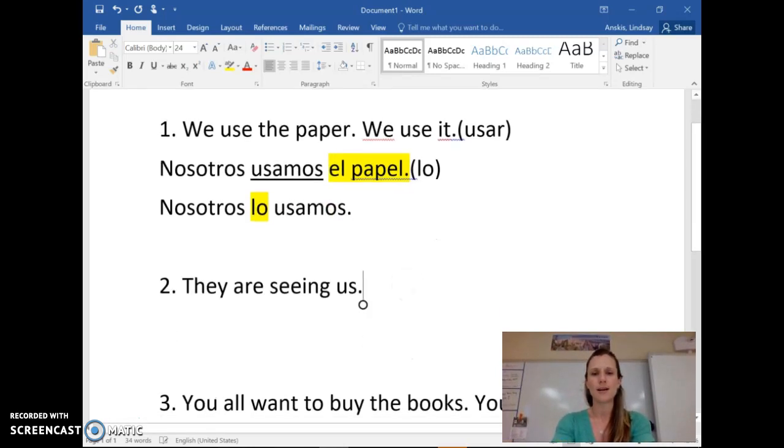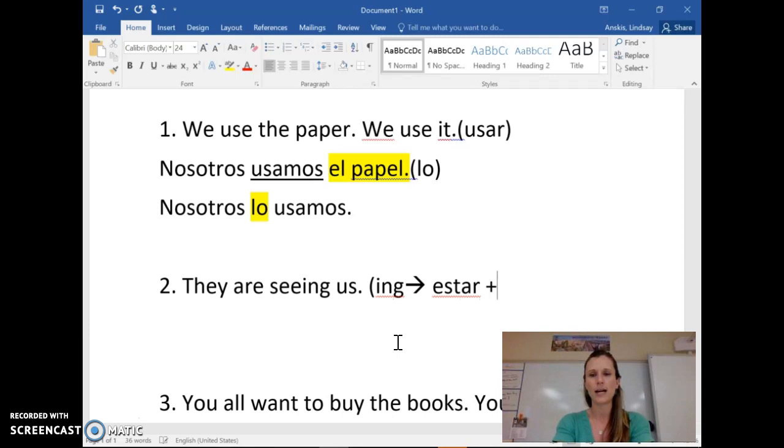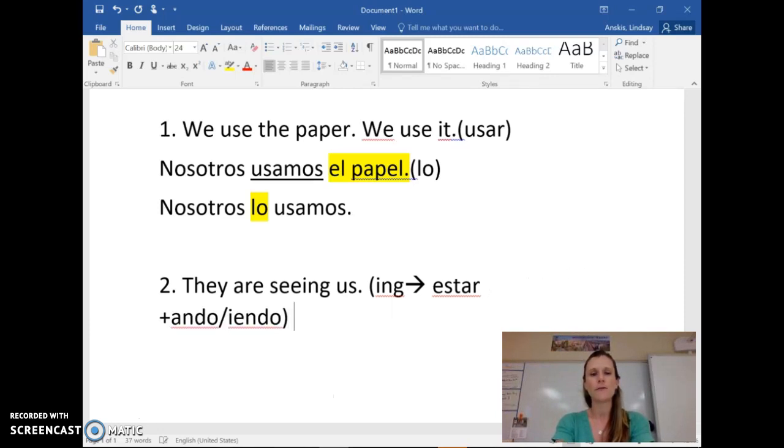"They are seeing us." We know that -ing is estar plus -ando and -yendo, hopefully. The verb for to see is ver. So they is ellos. Are, we're going to use están. For ver, we're going to do viendo, because it's an -er verb. Us, the pronoun is going to be nos.